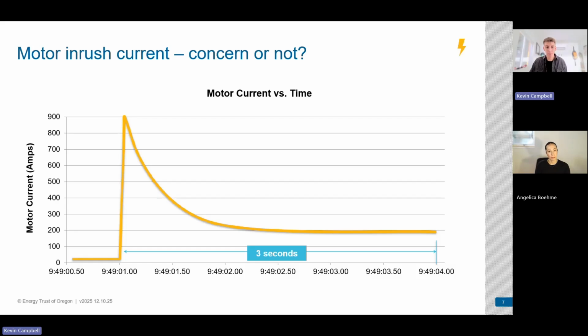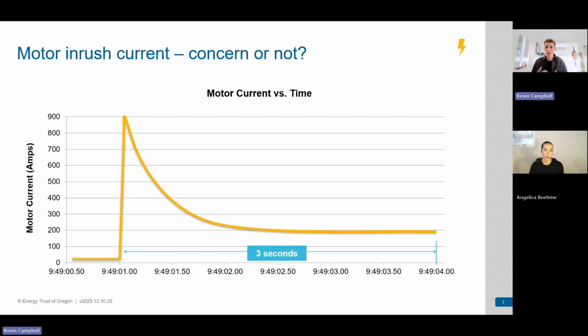Now, the yellow line represents the amp profile for a motor getting turned on. It starts at 0, and about 1 second into this graphic, it gets turned on. This is an across-the-line sort of motor, so once those contactors hit, the motor starts to crank over. There's this huge inrush of current. It spikes all the way up to 900 amps, but you'll notice it really quickly decays down to its normal running amps. That stretch of time is only about 3 seconds. So we call this phenomenon motor inrush current.